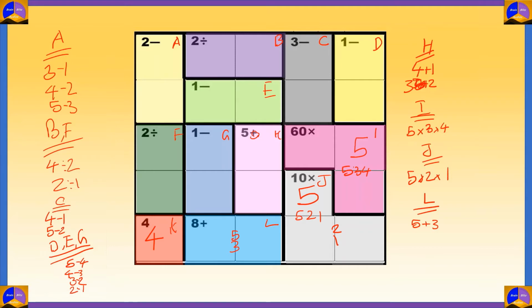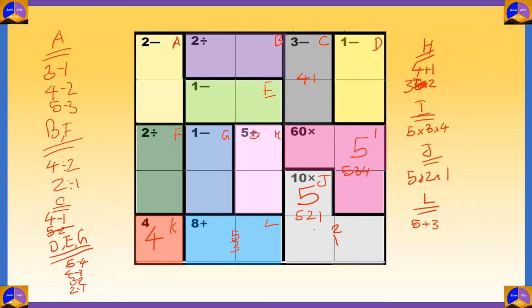Now, let's look at cage C. In cage C, the options are 4 minus 1 and 5 minus 2. We can eliminate the option 5 minus 2 because then it would be a repeat of 5 in the same column. So, here it would be 4 and 1. Now we know that 1 will come in cage C.